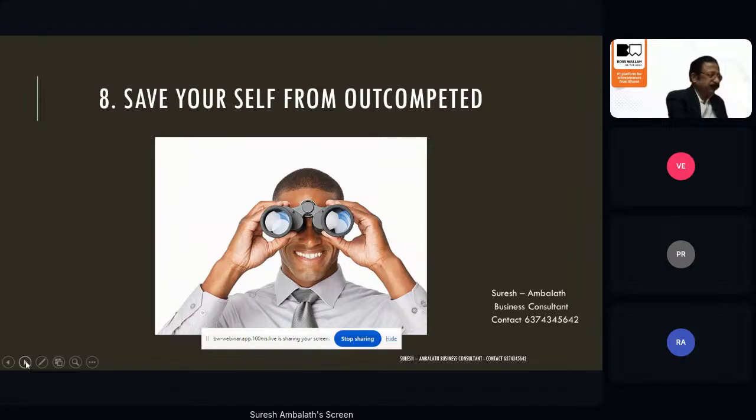The 8th one is save yourself from out-competition. See, whenever you start a business or whenever you are already in the business, you are applying new strategies, and all your competitors are looking through a binocular. What you are doing, what strategies you are using, how you are selling, how you are talking to the customer, what schemes you are introducing, how you are pricing, how you are placing the product, everything I told all this time, they are looking through a microscope. So you have to save yourself. Otherwise, they will copy everything, your business, and they will do better than you.